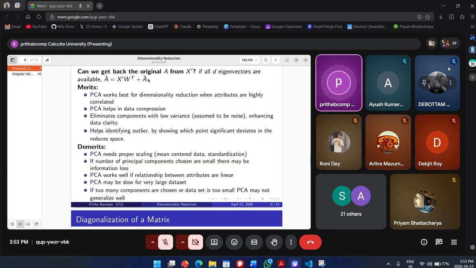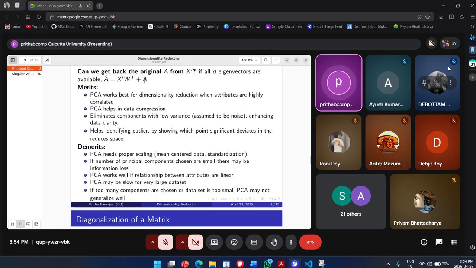What is that A bar? You remember, we have to ultimately do that mean centering again to get the original matrix. We have done a mean centering before applying the transformation. So in order to get the original matrix, you have to add the means, the X bars, after doing the reverse projection using this X dashed W^T.